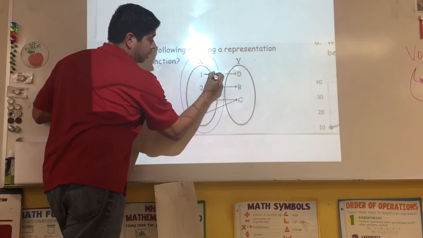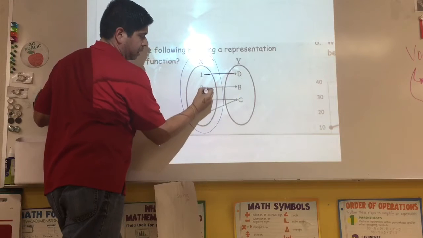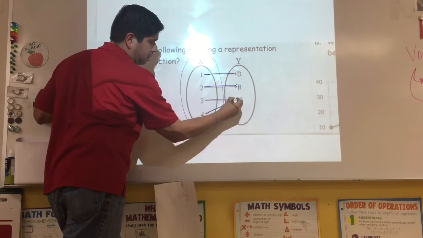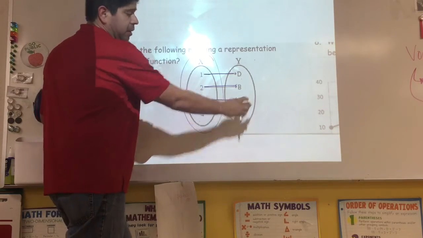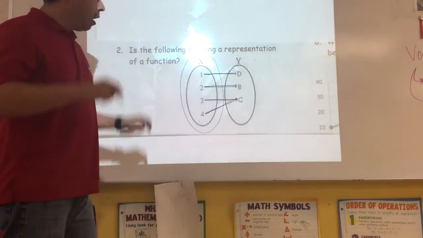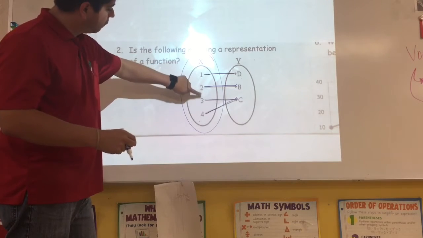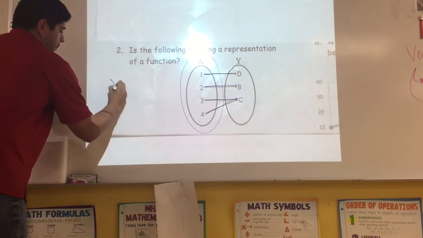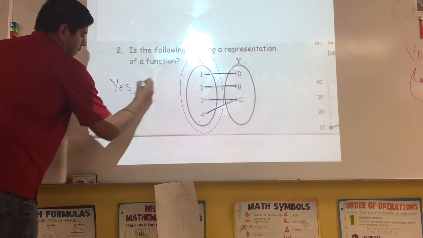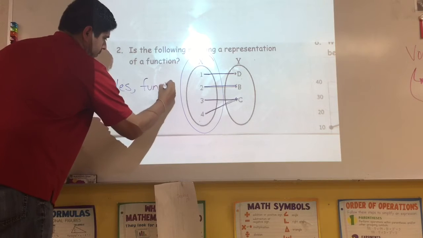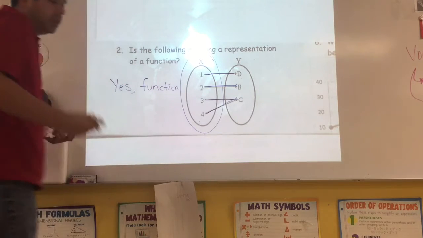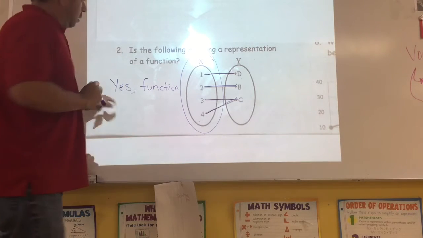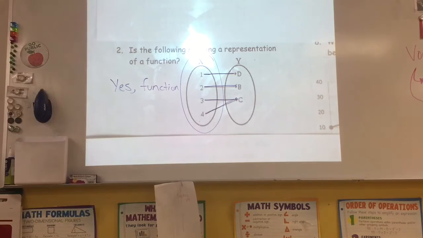So you see how 1 only goes to D, 2 only goes to B, 3 only goes to C, and then 4 also only goes to C. So it doesn't matter if they go to the same y value, just that each one of these has to have a different x value. And so this one does, so this is yes, it's a function. If you just put yes, you put that it's a function, that's okay too. All right, number 2, that was easy.